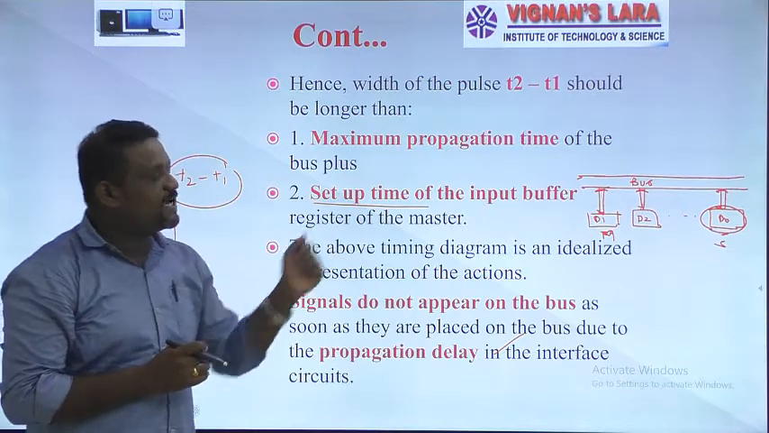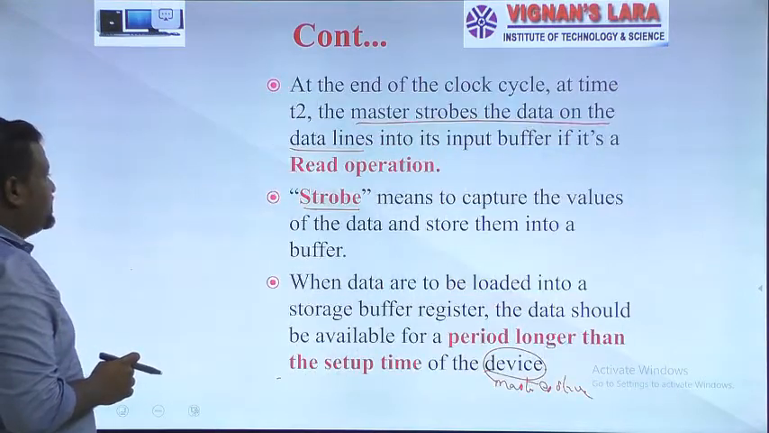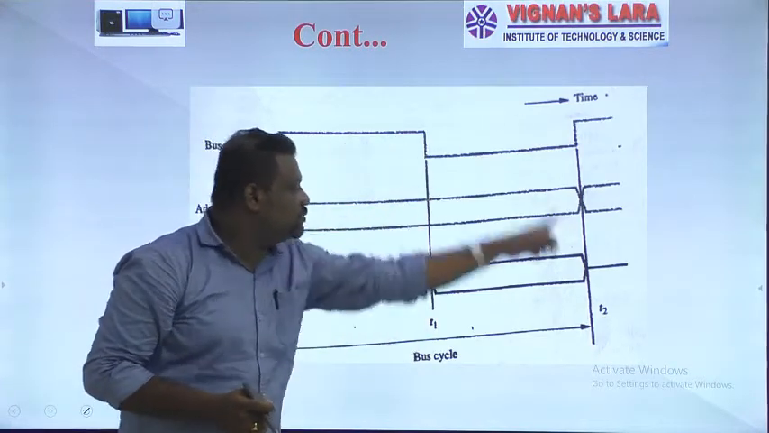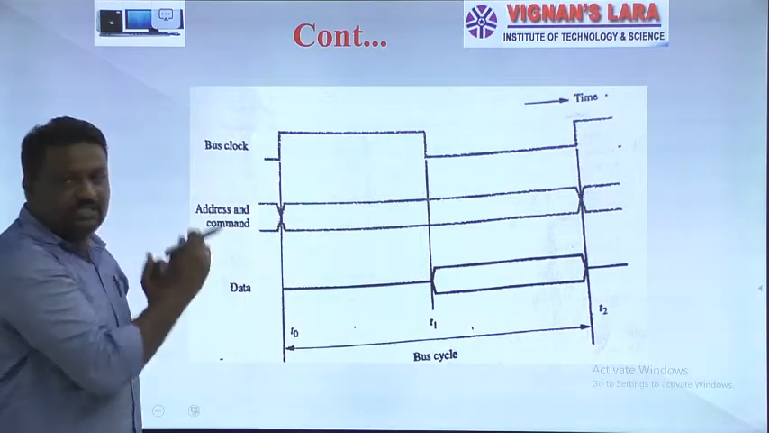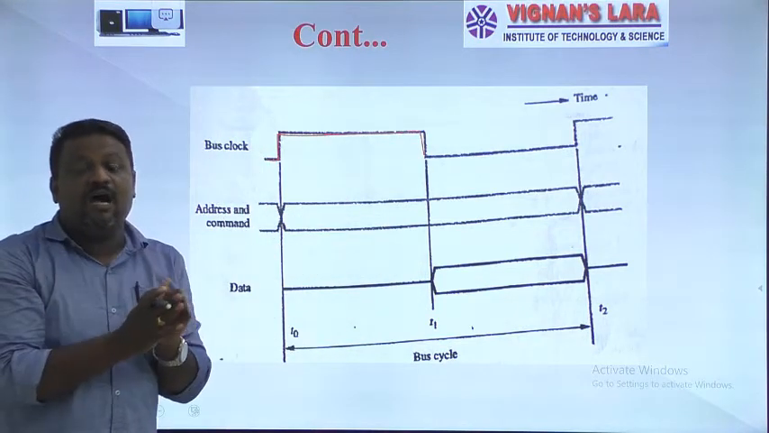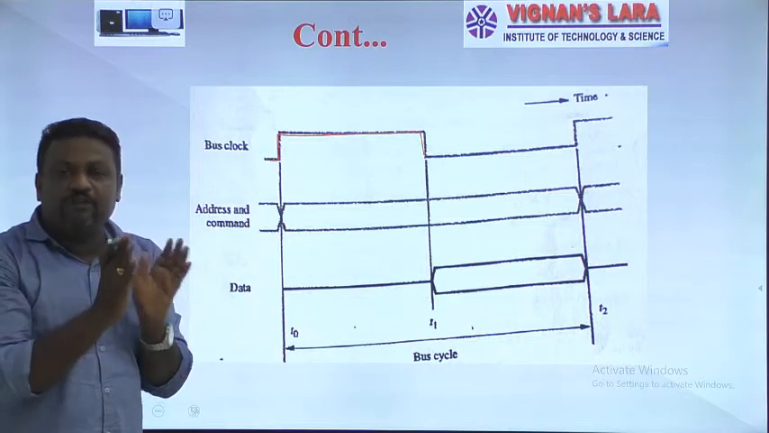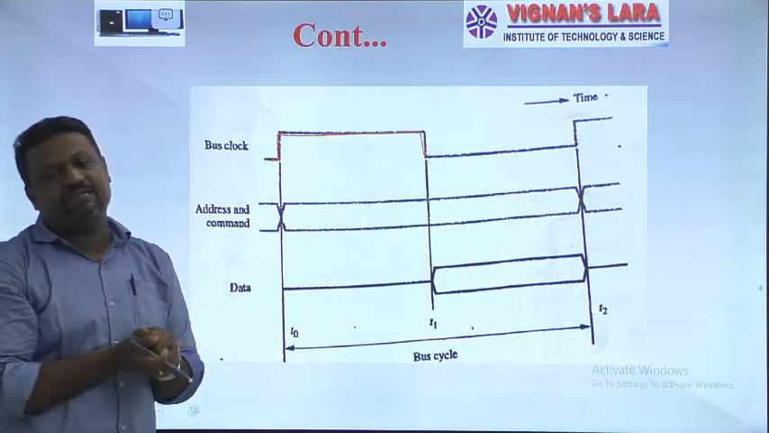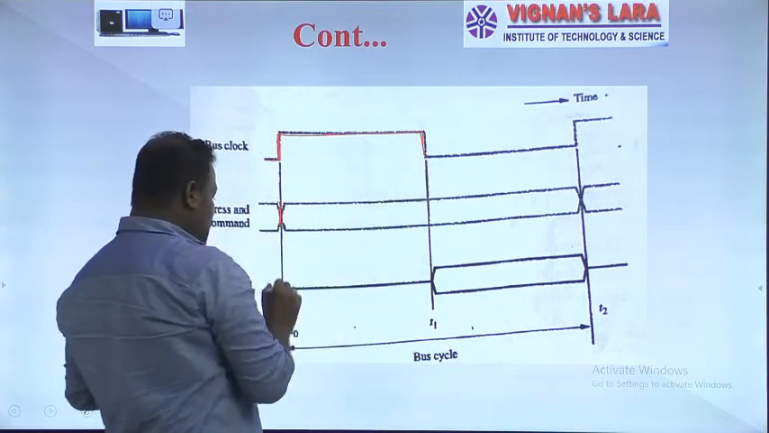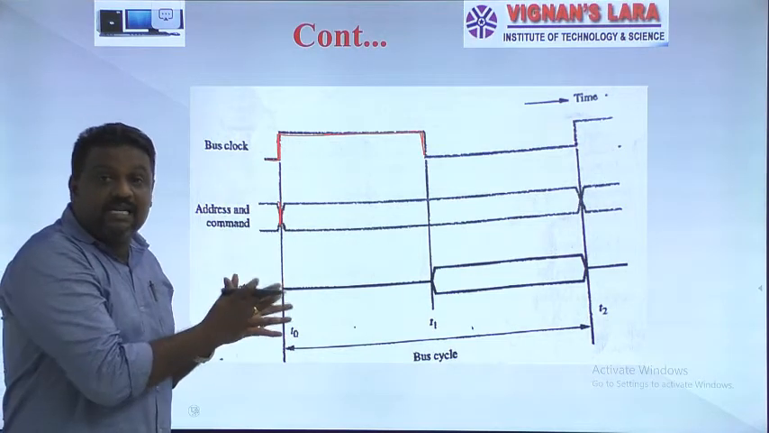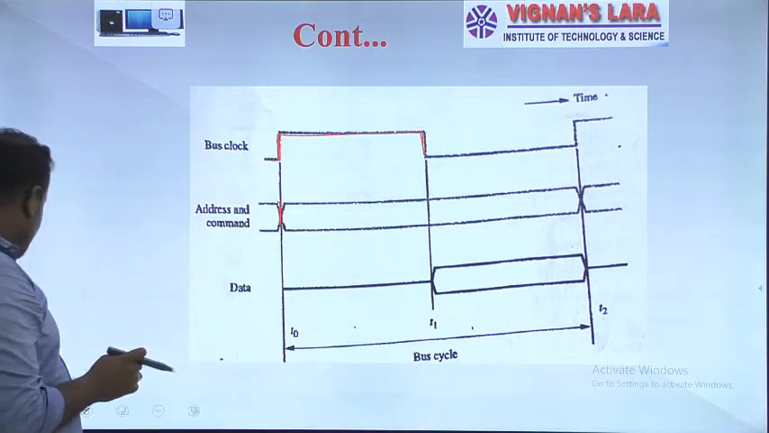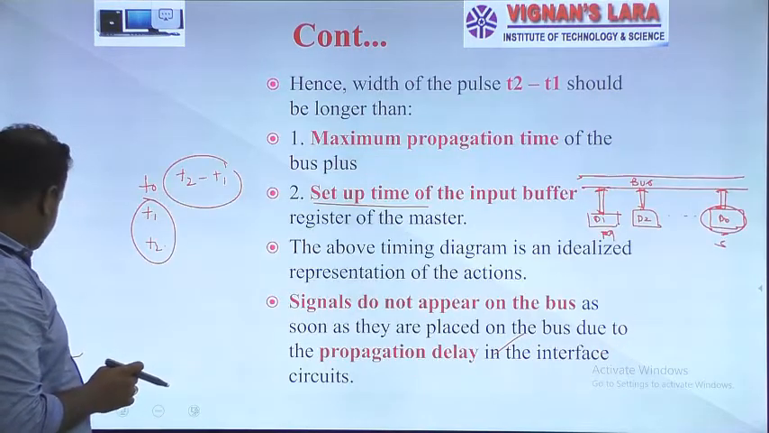Next, the above timing diagram is what we already saw in the previous case. This is T0, this is T1, and this is T2. Observing this, we have clear-cut edges. This particular timing diagram is an idealized timing diagram because we are not talking about rise times as well as fall times. So we are getting sharp edges. It is an idealized timing diagram for data transfer over the bus.